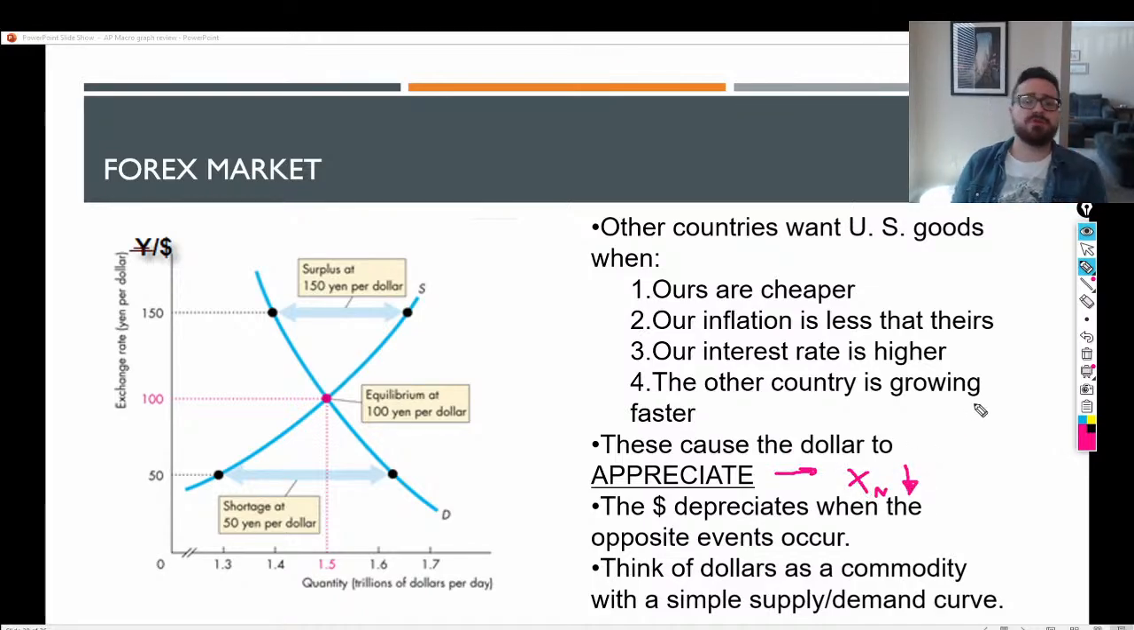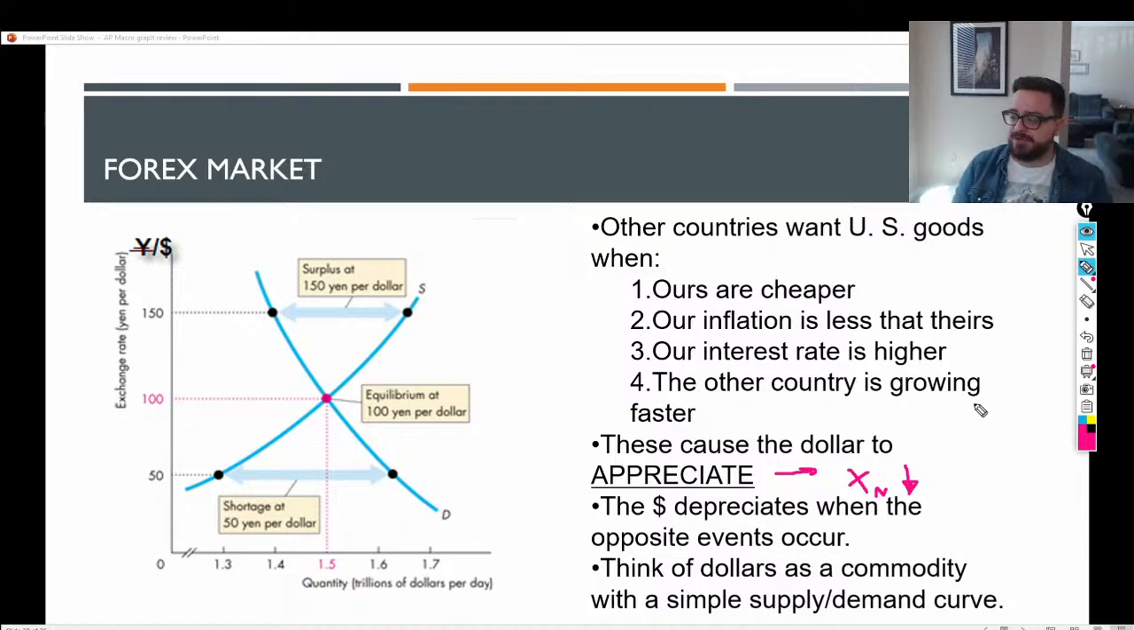So if your currency is worth more, you'll be able to buy more foreign goods, which is great. But if you buy more foreign goods, then you're importing more, which is kind of bad for your economy, because that means money's leaving it. That's why you don't love that as much.